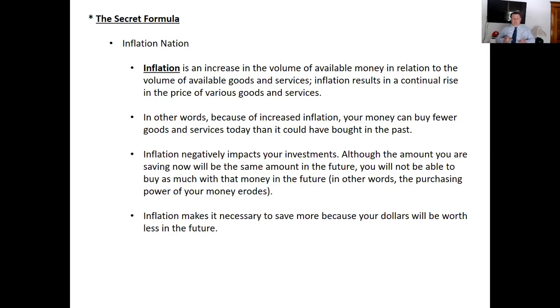Inflation makes it necessary to save more because your dollars will be worth less in the future. In other words, all that compound interest we just made for that $20,000 car isn't enough if the interest rate isn't beating inflation, because that's only going to keep our money up with the current spending rate.